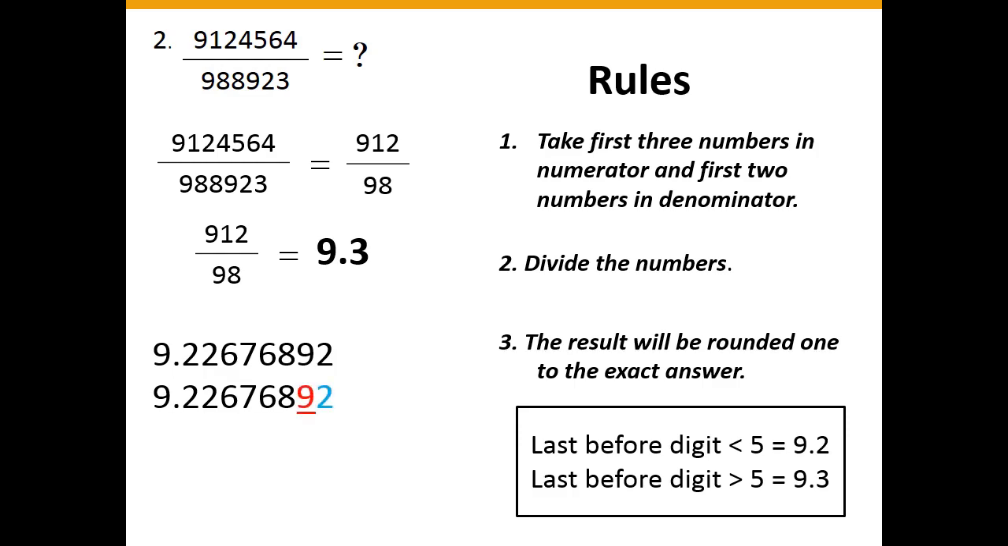So I write down the answer, and what is the last digit? 2. So I highlighted it in blue color. Then the digit before 2 is 9, so I highlighted it in red color to show the difference. See the 9. Is it lesser than 5 or greater than 5? Absolutely, it is greater than 5. So we add 1 to the digit after the decimal point. What is the digit after the decimal point? It is 2. So 2 plus 1 is 3. So we get the answer as 9.3. Did you understand, friends?